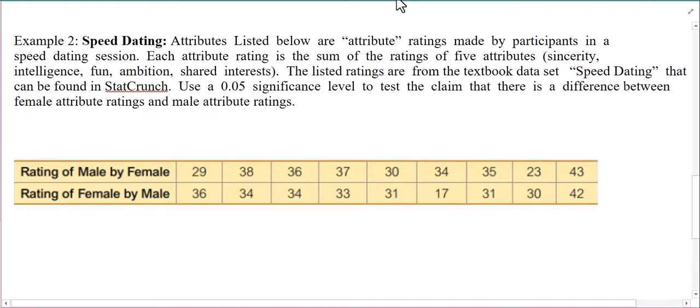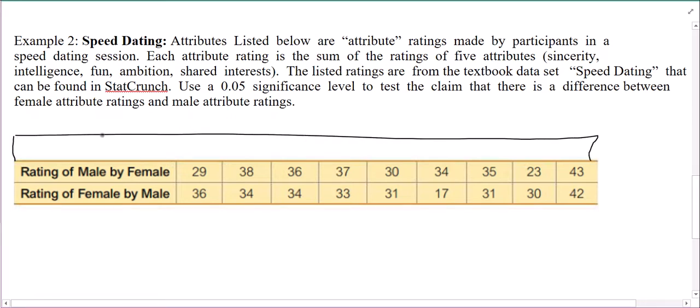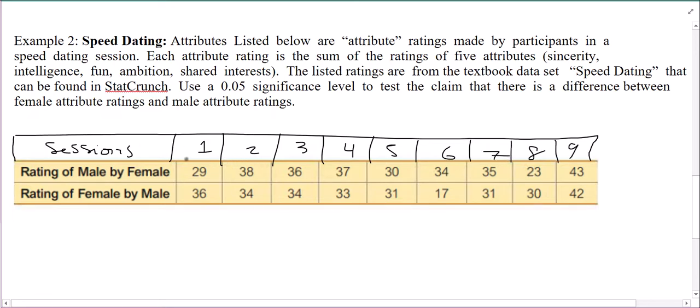I guess what I'm trying to say is that if it were me, I would have added a whole other row up here and said these are the sessions. So you'll have session 1, session 2, session 3, 4, and so on. And then you can see, oh, in session 1, these are the ratings of males by females. These are the ratings of females by males. So let me look at the difference, right? So it will be 29 minus 36. That will be the difference here. And then compute the difference.